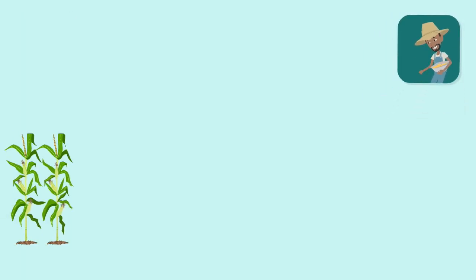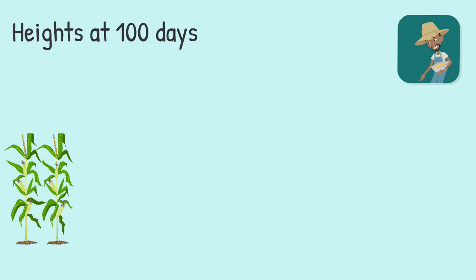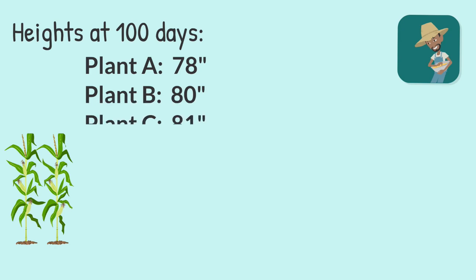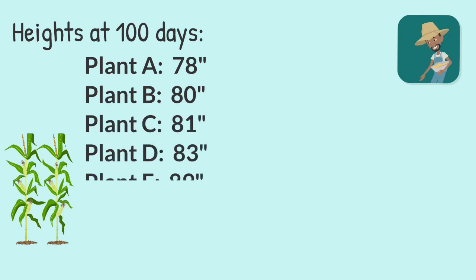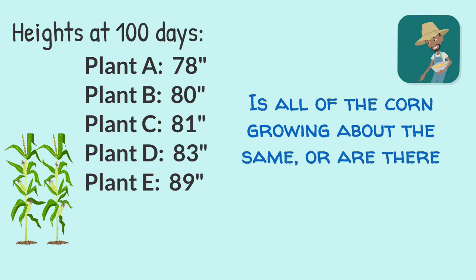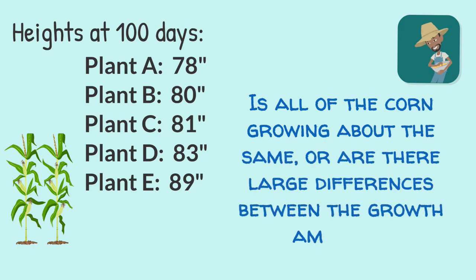Moran grows field corn. He tracks the growth by sampling from different parts of his fields. The amount of growth for 5 plants was 78 inches, 80 inches, 81 inches, 83 inches, and 89 inches. Is all of the corn growing about the same, or are there large differences between the growth amounts?